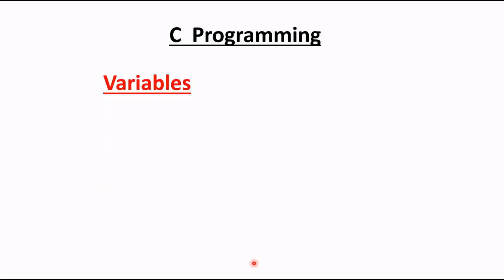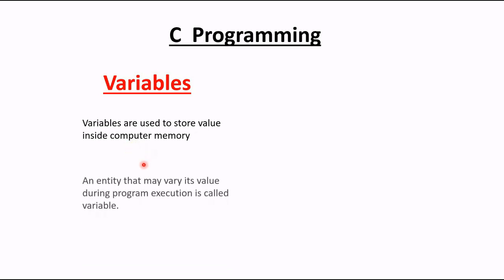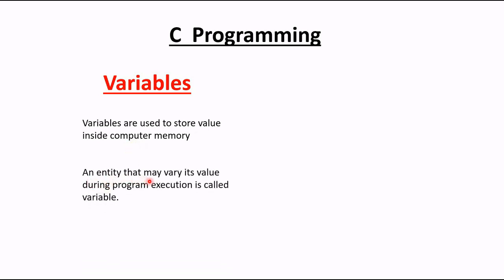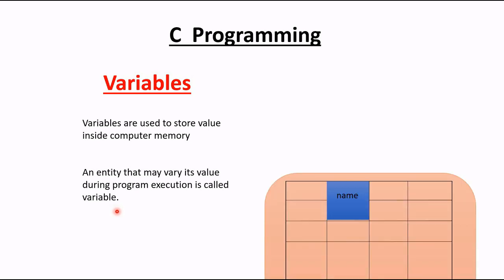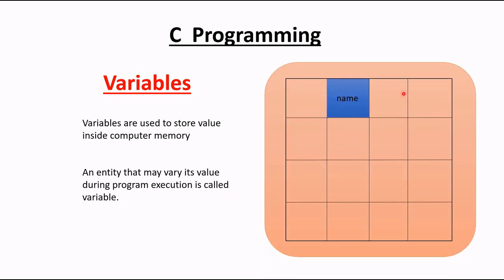Now, variable. So what is a variable? Variables are used to store values inside computer memory, and it is an entity that may vary its value during program execution. So let's try with an image. Suppose this is the computer memory. Here I have just blocked one block and given it the name. Suppose I want to store this value 10 inside our computer memory.